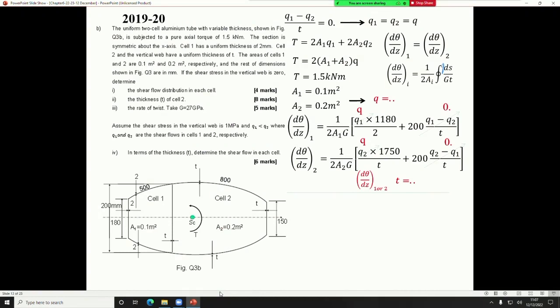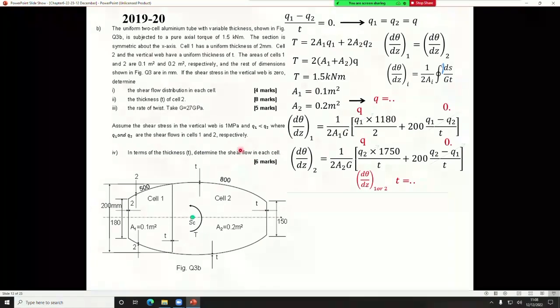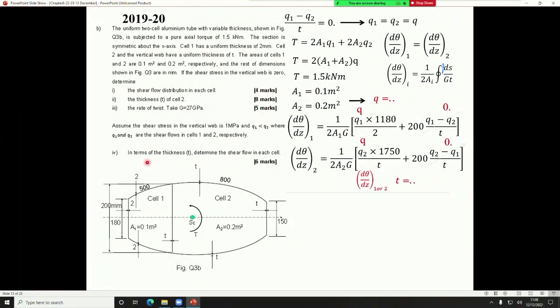Now we move on to the next part of this question. The next part says that if the shear stress in the vertical web is 1 MPa and the shear flow in cell number 1 is less than cell number 2. Usually when the area of a cell is bigger, it's subject to a bigger shear flow, shear stress. However, I gave this requirement to students, so assume Q2 is greater than Q1. I asked them to find the shear flow in each cell, but I thought perhaps they already spent time here, so I said to find it in terms of T to save some time.